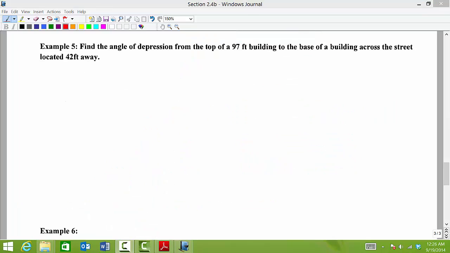Make sure that you can put that into your calculator and make sure that that is the answer that you get. In example 5, we are asked to actually find the angle of depression if we are standing at the top of a 97-foot tall building, and we want to find the angle of depression from the top of the building to the base of the building across the street. And we are told that that building across the street is located 42 feet away.